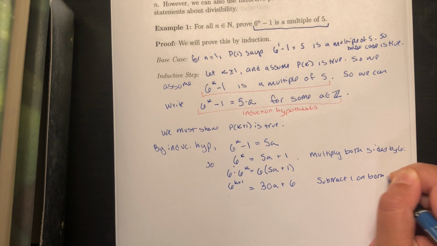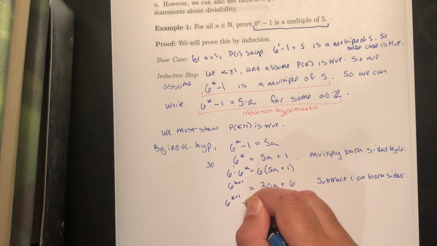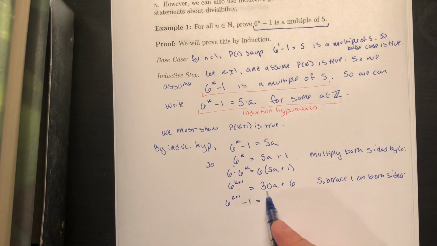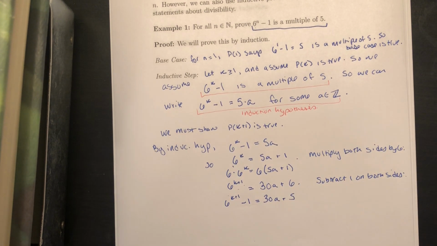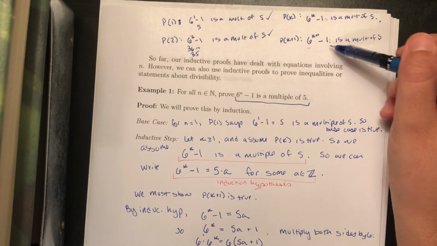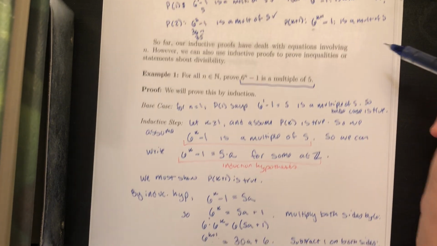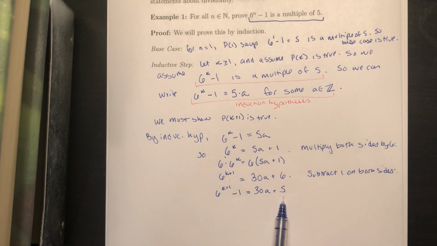And we'll get 6 to the k plus 1 minus 1 is equal to, I have to subtract 1 here. So this would end up with 30a plus 6 minus 1, 30a plus 5. All right, now this is starting to look like what we're trying to show. We've got 6 to the k plus 1 minus 1. We need to show it's a multiple of 5. Well, it certainly is, because we can factor a 5 out of the right-hand side.